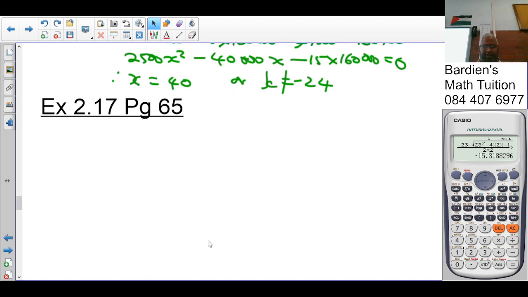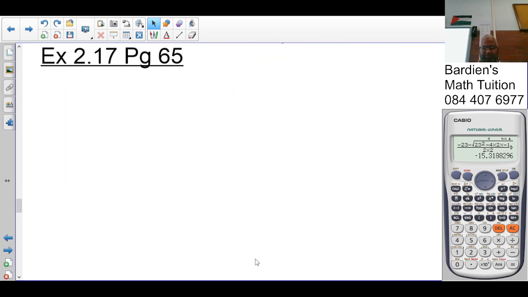Then we need to now do example 3. Example 3 is a distance, speed, time question. This is example 3 on page 62.